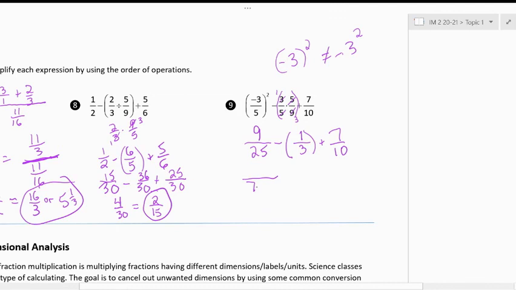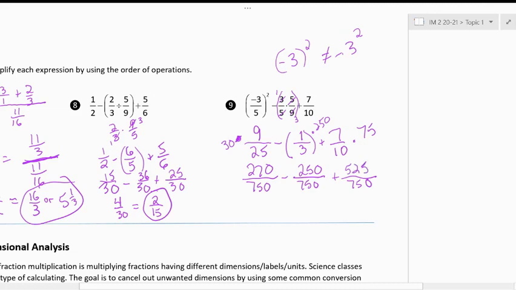Common denominator here, 750. Which may look scary. That's a big number, but again, to find what number we're going to multiply by, 750 divided by 25 is 30. So we're going to multiply by 30. So 270 here. 750 divided by 3 is 250. We'll multiply by 250 here. And then lastly, we multiply by 75, because 10 times 75 is 750. So 7 times 75 is 525.